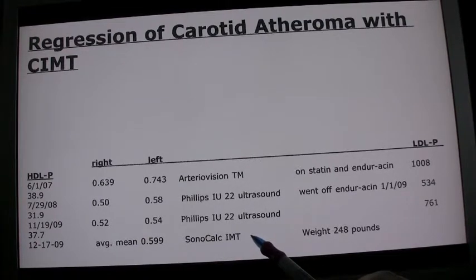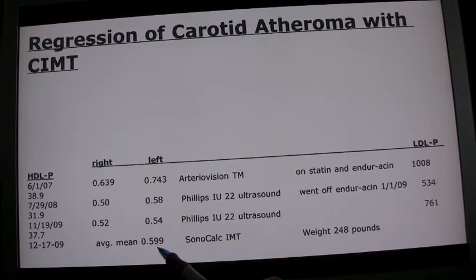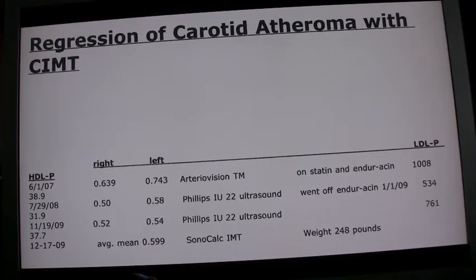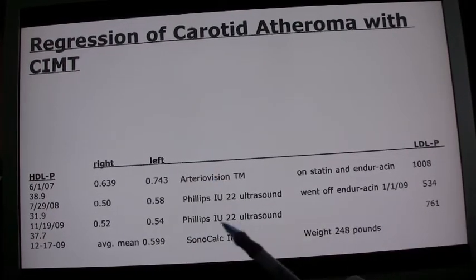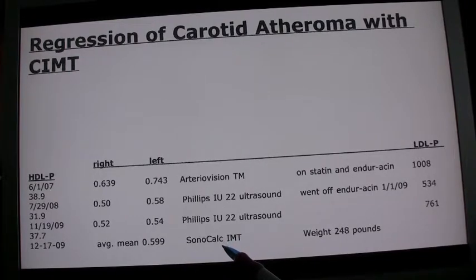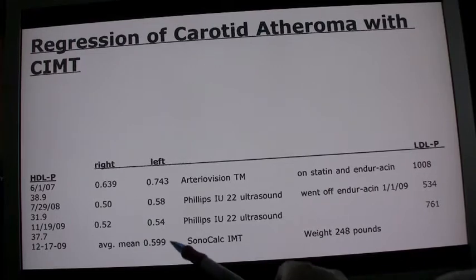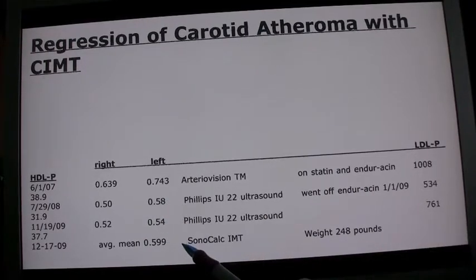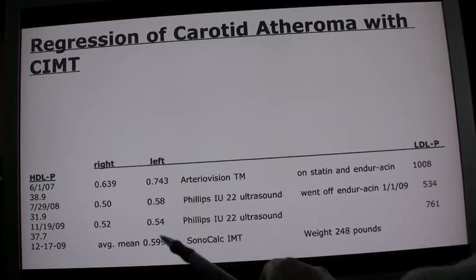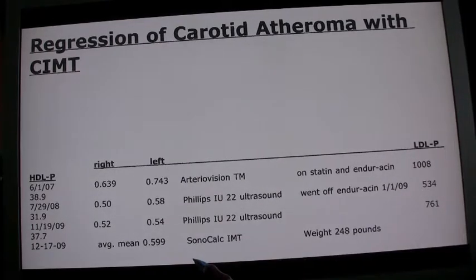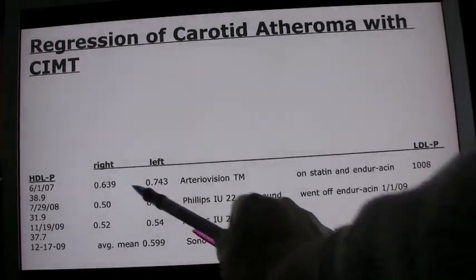Now, I did want to double check my hometown Topeka CIMT machine with the academic machine at KU Med Center with Dr. Moriarty. He uses a slightly different software. They take the average mean, and I was 0.599. Now, I'm not using the average maximum because I don't have any of that on the previous scans, so I don't know what to do with it. But the average mean seems to correlate with these other numbers. In any event, it's much less than that number, of course, and it's much less than this number.